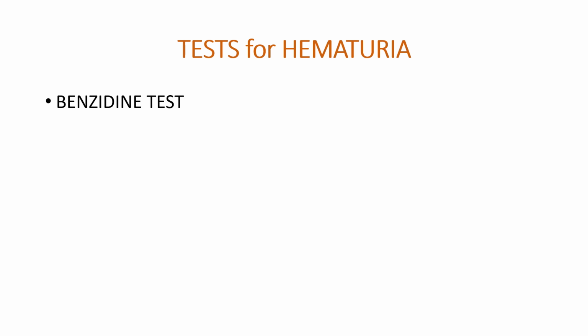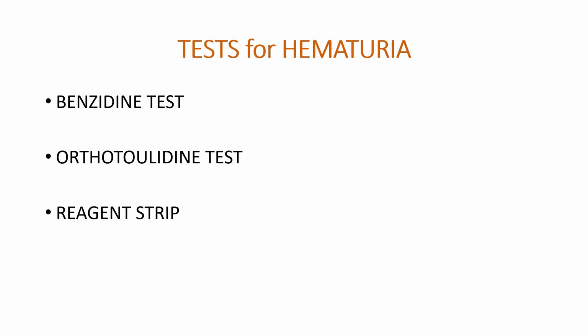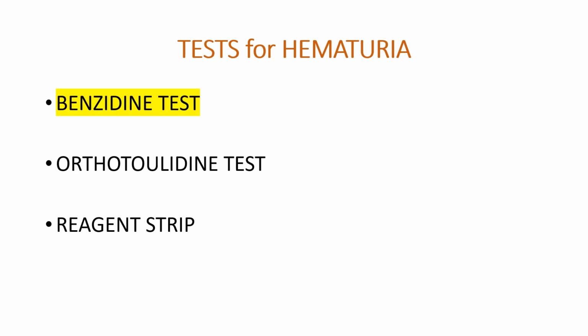Now talking about the test for hematuria, the test that we use is called the benzidine test. There's also one more test which is very similar to the benzidine test, called the orthotoluidine test. And there is also, of course, the reagent strip method. So we'll talk about the benzidine test first.